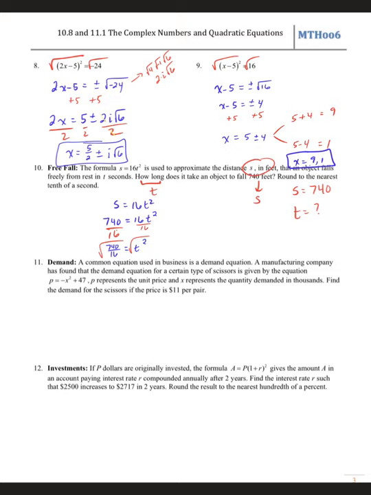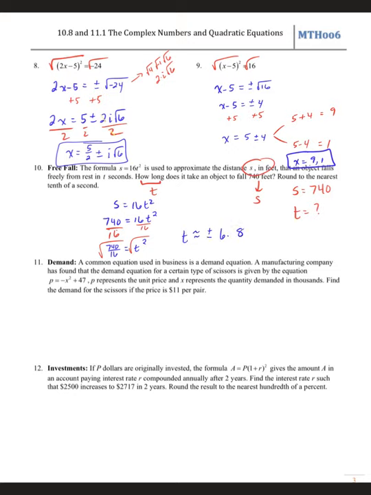So when we take the square root of 740 over 16, you'll see that we're also getting a decimal. Since we're talking about an application problem, and this problem tells us to round to the nearest tenth of a second, we're just going to type this whole thing in our calculator to get the exact decimal. So the square root of 740 divided by 16 is giving us t is approximately plus or minus 6.8.